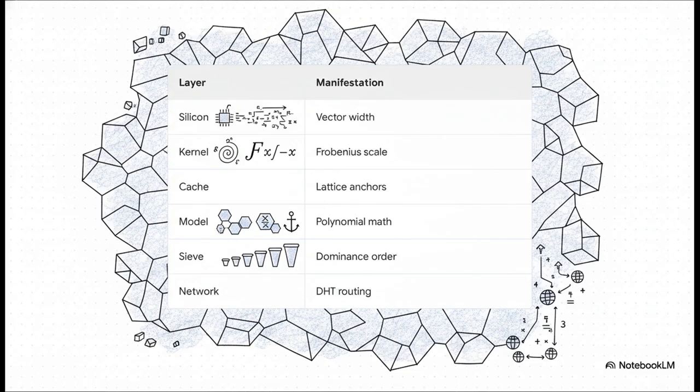In the model layer, it's the polynomial multiplication replacing softmax. Scaling out to the sieve layer, it organizes cached cells. And finally, at the network layer, it forms the prime factorization DHT routing key space. It's the exact same discrete lattice math scaling flawlessly from a microscopic ALU to a global network.